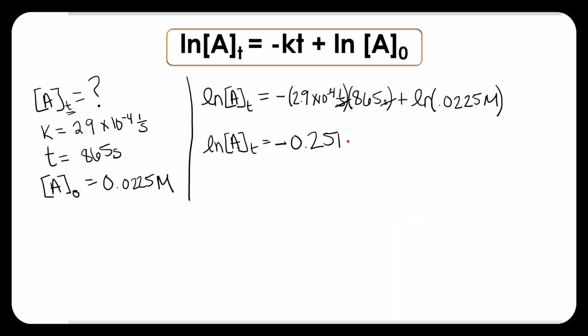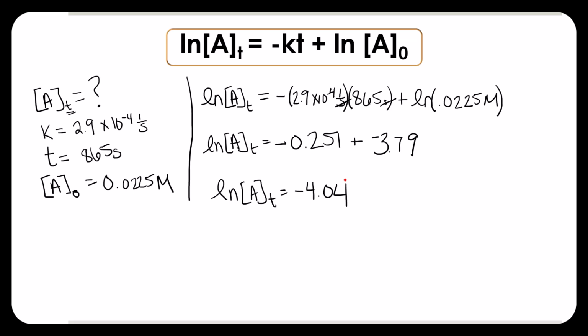We're going to take, so plus, natural log of 0.0225. So I'm just going to plug that in my calculator. Natural log of 0.0225, and I get negative 3.79. So now I'm going to add those two values together. So negative 0.251 plus negative 3.79 equals negative 4.04. Is that my answer?